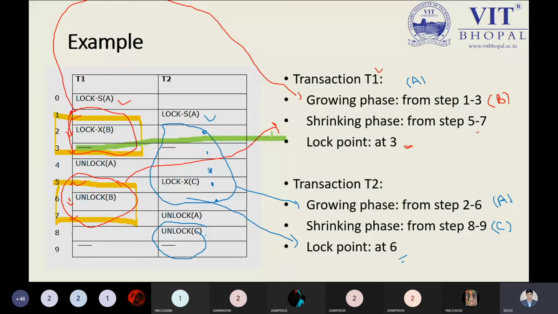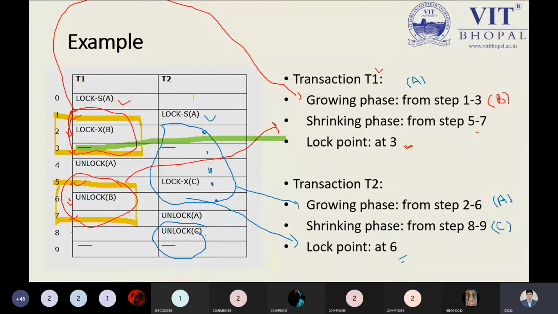If we have a data item B and need to perform an operation on it, then we have applied a lock on B. It doesn't matter whether it is shared or exclusive. After the lock operation, the next statement or instruction starts at the lock point. So we have lock point 3. The same here, you can observe over here.